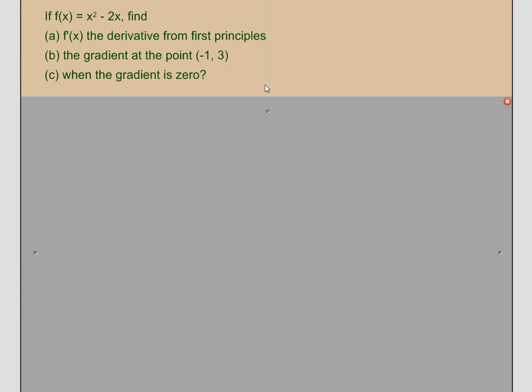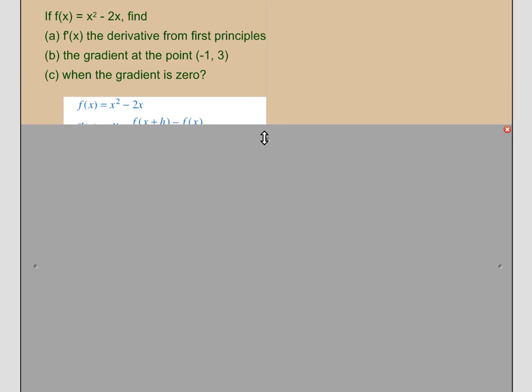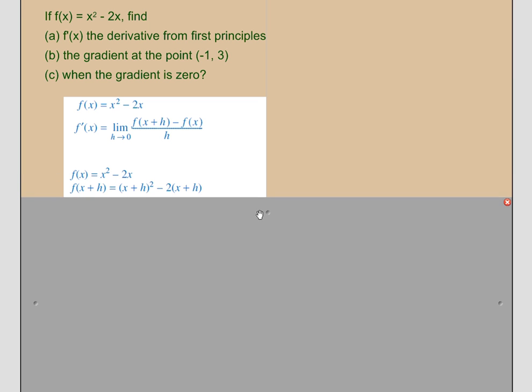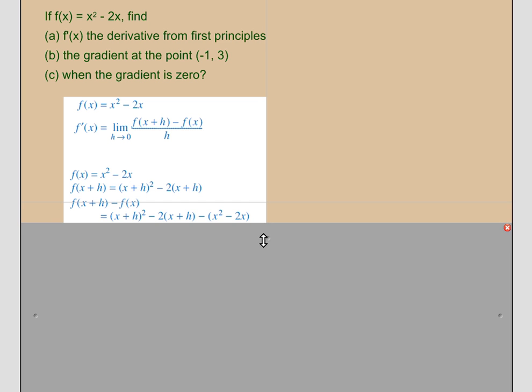So if we take this example here, just to recap on what we did last week. If we want to find the derivative from first principles, we start off by using f of x plus h minus f of x over h. So to work out f of x plus h, we simply replace x with x plus h in each expression. Then when we subtract, we've got the two expressions. This part here is f of x plus h minus f of x.